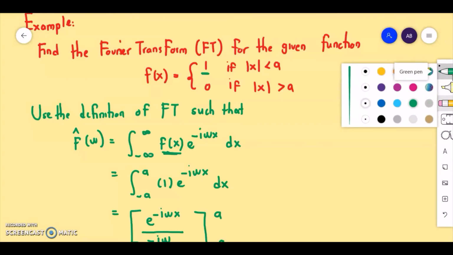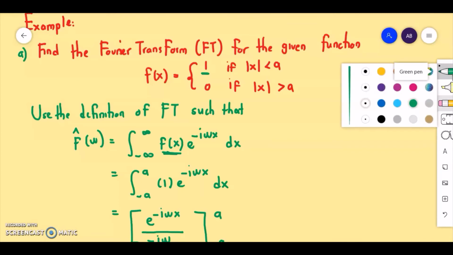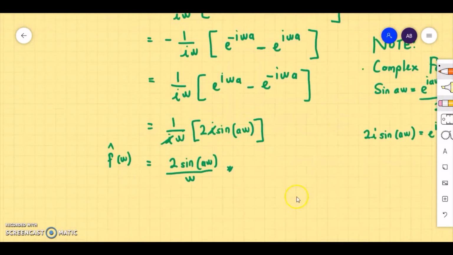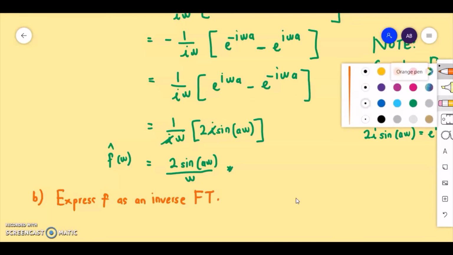Okay, if this is the part A here where you find the Fourier transform, and the next part now is something like this: Express f as an inverse Fourier transform. Okay, how do we express this as an inverse Fourier transform?